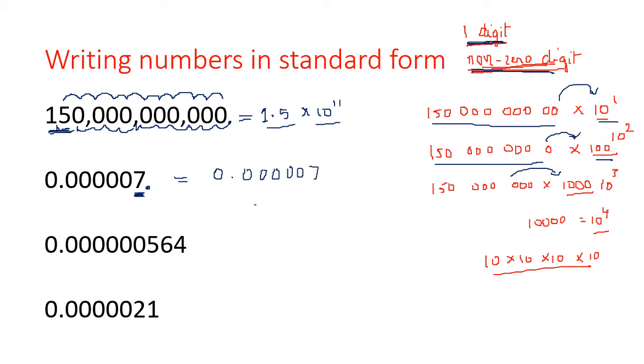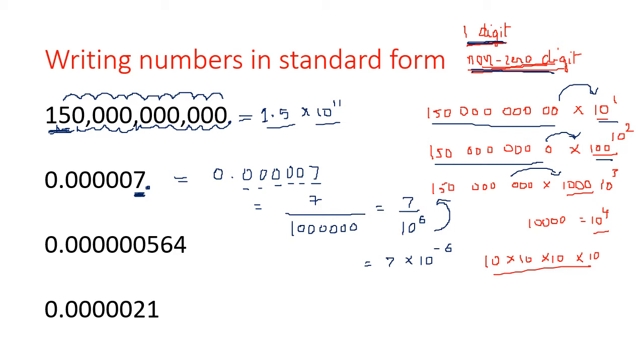0.000007 is written as 7 upon 1, 2, 3, 4, 5, 6, that is 6 decimal places. So it is written as 7 upon 10 raised to 6. And when this goes to the numerator, it becomes 7 into 10 raised to minus 6. In the shortcut method, the decimal should come after the first non-zero digit, so I have to bring it after 7.